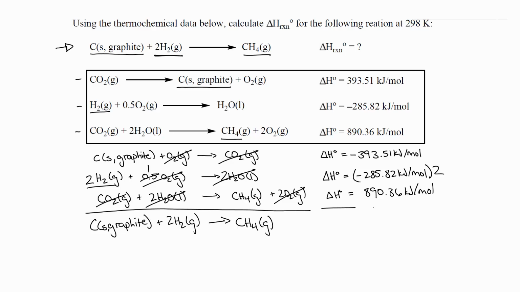Thus, we just need to add up these enthalpies and we will get the enthalpy of reaction, which happens to be the enthalpy of formation for methane that we're looking for. So if we add those up, we find that delta H of reaction is equal to negative 74.79 kilojoules per mole. Now there's a second way that you could have solved this problem, so I'm going to show you that way now.